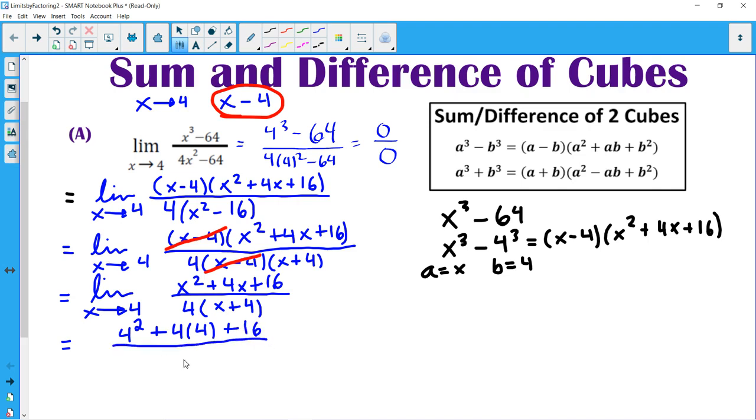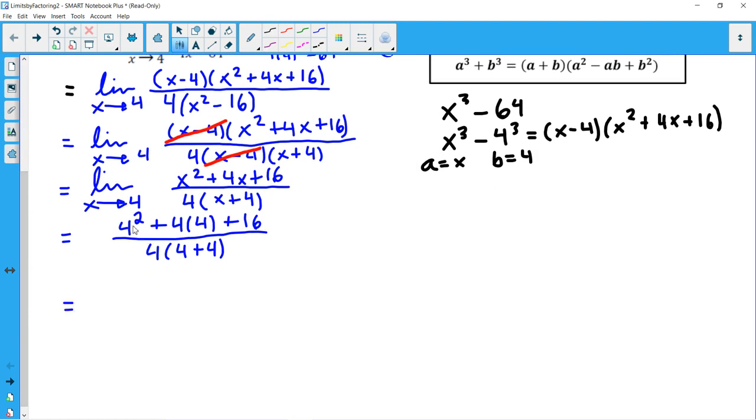So I sub my 4 into the top, and then I sub my 4 into the bottom. There's a lot of 4s happening here. So I got 16 plus 16 plus 16, so that's 48 right there. And then on the bottom, I've got 8 times 4, which is 32. And then I can cancel out, I can divide both of these by 16. So I get 3 over 2. So I just divide by 16, and divide by 16. And I end up with 3 over 2. And there it is. That's our difference of cubes.